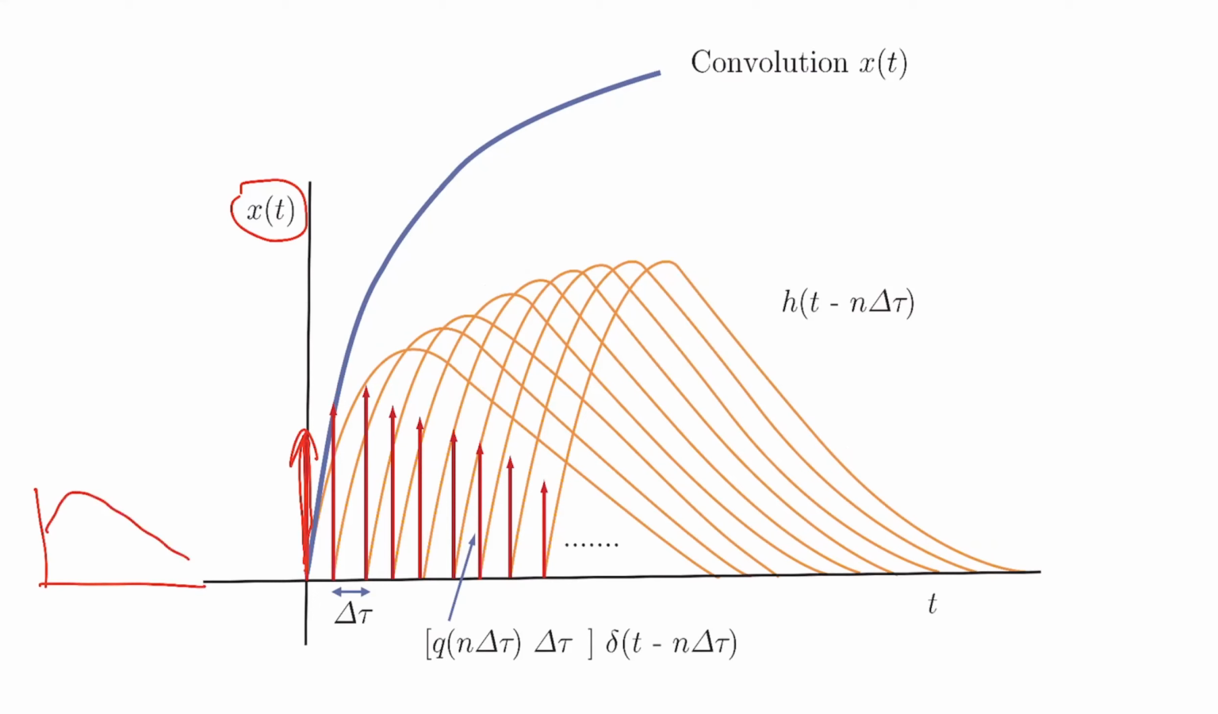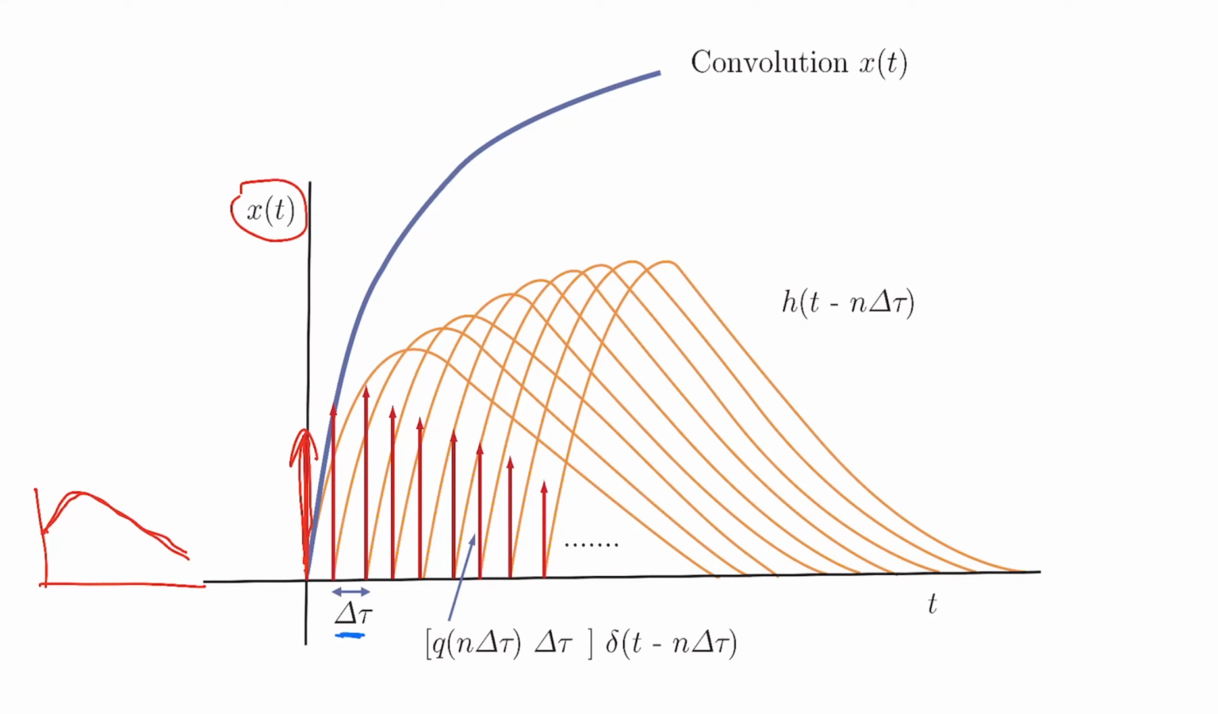So you follow the heights of the impulses. It looks something like this. Now in reality, of course, I'll have an infinite number of these, but I can approximate it by having impulses at distance delta tau. So that's what this means. Every impulse is applied at a distance delta tau from each other.